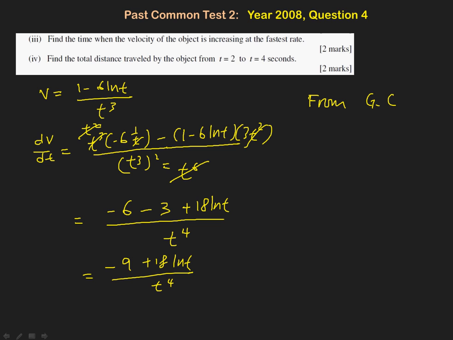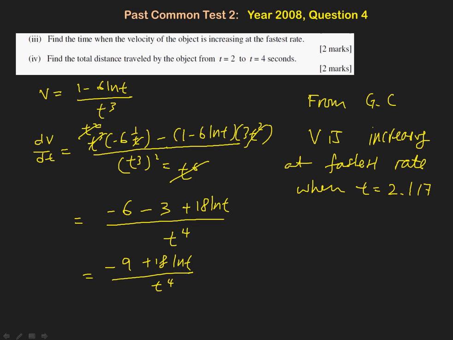So therefore, from GC, v is increasing at the fastest rate when t equals 2.117.